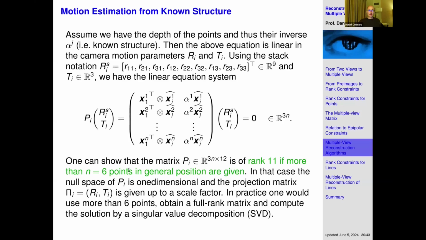So if we assume that we have at least 6 points, in which case the rank could potentially be 12, then constraining it to say the rank must be at most 11 is a meaningful constraint. In practice, one would typically use more than 6 points to ensure that we have a full rank matrix here, and then we compute a singular value decomposition, and as in the 8-point algorithm, we take the column vector associated with the smallest singular value, and that will give us the camera vector for camera i. Right, and so you see, once we have the structure, the alpha parameters, we can use this to recover the camera motion by singular value decomposition. So again, we can use linear algebra techniques to compute the camera motion.